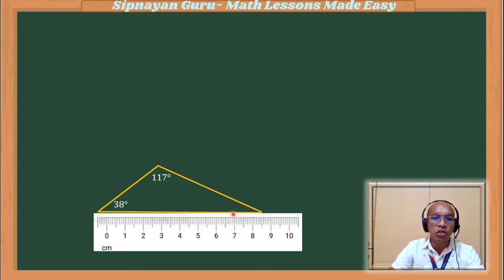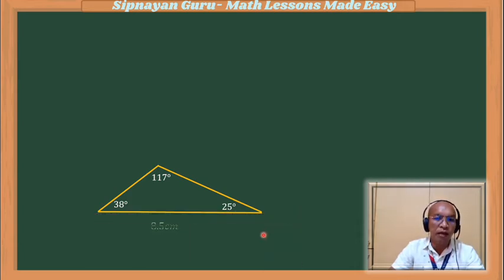And the sum of the measures of the angles is 180. So 180 minus 117 minus 38, that is 25 degrees. Or using the same protractor, you can find the measure of this angle as 25 degrees. The length of this side is 8.5 centimeters. Using the same ruler, this is 3.6 centimeters and this is 7 centimeters.